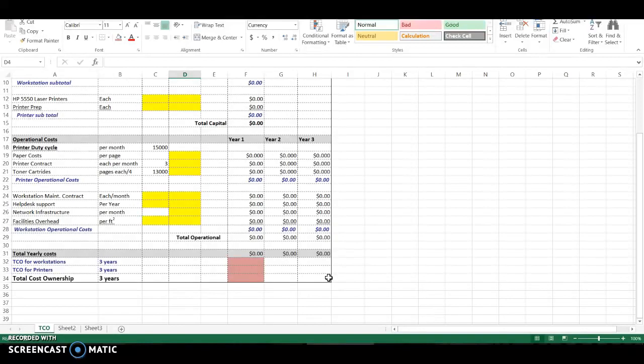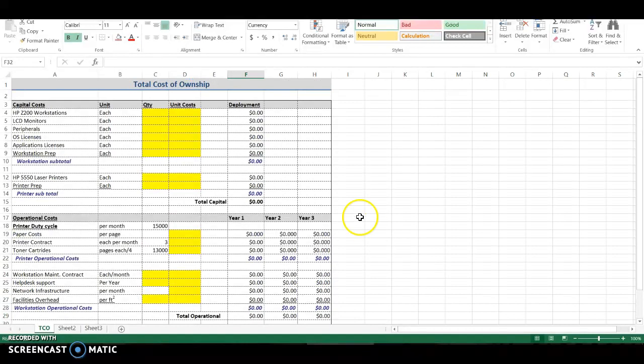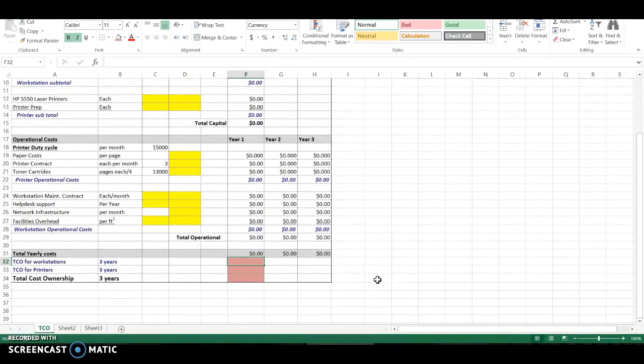So just a little bit further explanation on this one. After you have entered all of the numbers in the cells that are highlighted in yellow, you're going to go down to cell F32, which is the cell I'm clicking on, and you're going to enter a formula that calculates the total cost of ownership for just the workstations. This is a cell that will use addition for the math, and you're going to go up in this worksheet and indicate which cells represent the numbers that need to be included for the total cost of ownership for just the workstations.